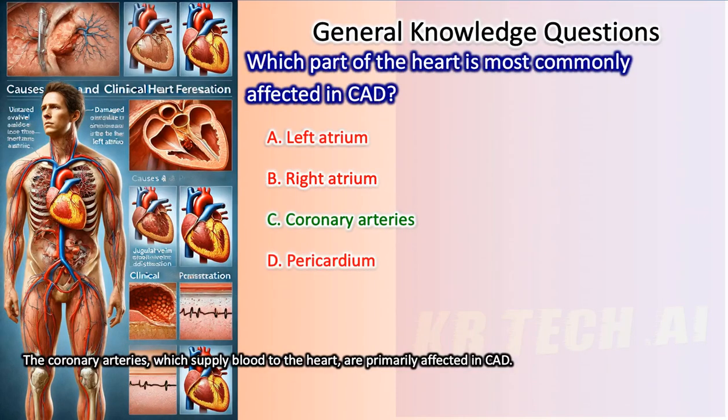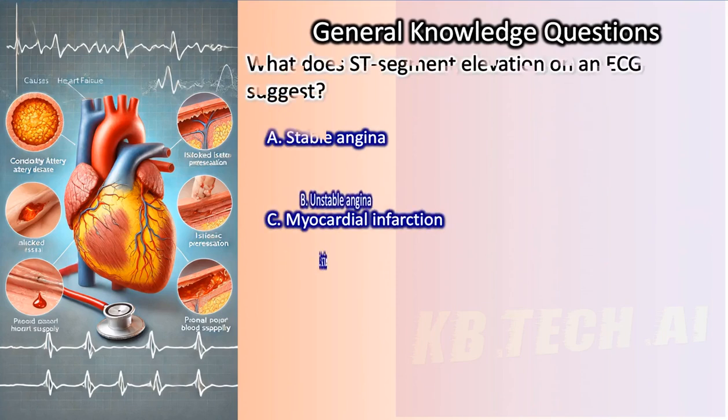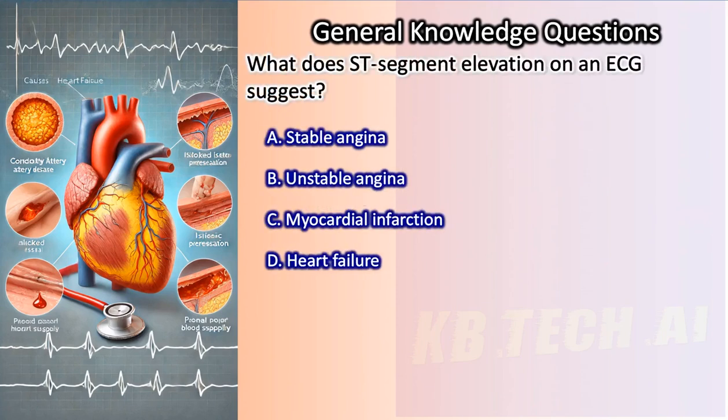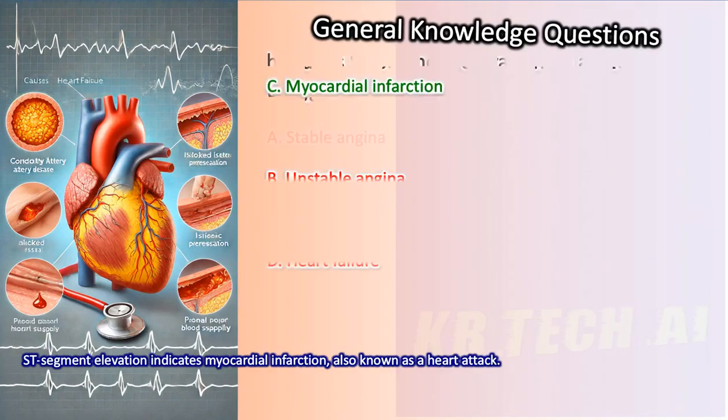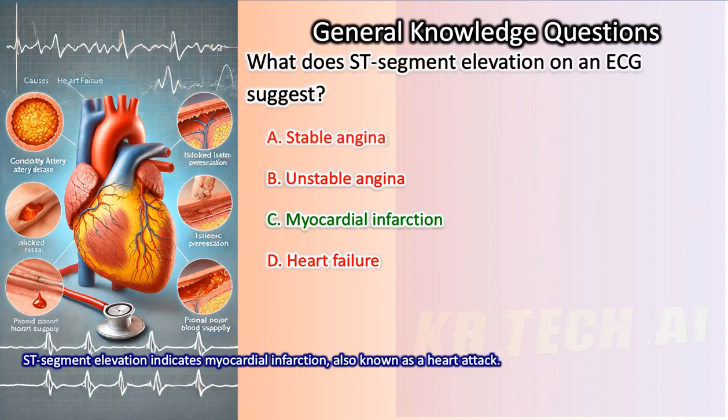Coronary arteries. What does ST segment elevation on an ECG suggest? Option 1. Stable angina. Option 2. Unstable angina. Option 3. Myocardial infarction. Option 4. Heart failure. The answer is option 3.